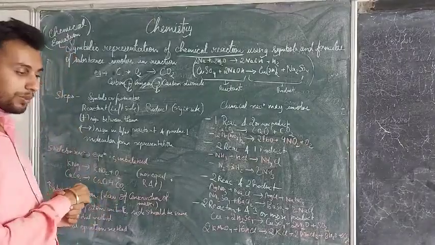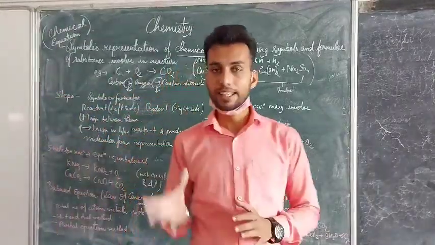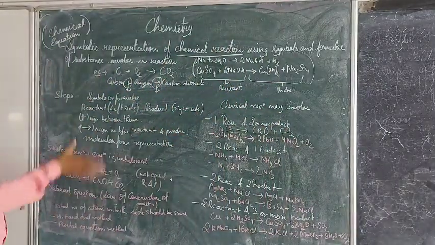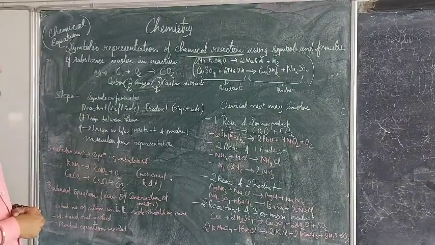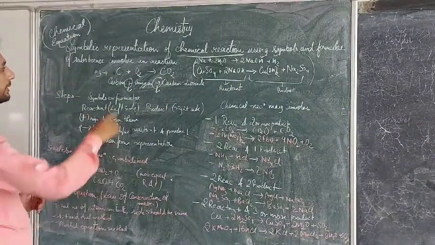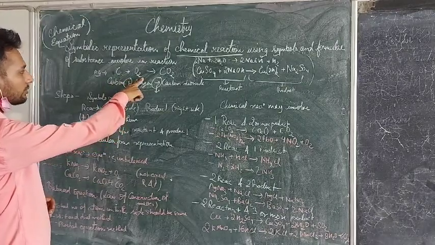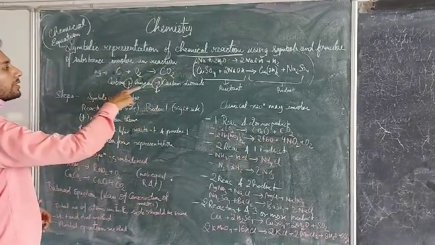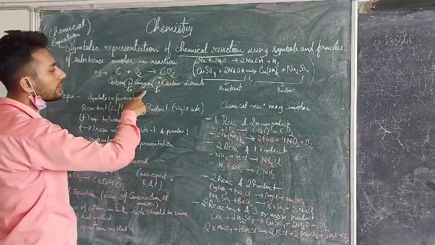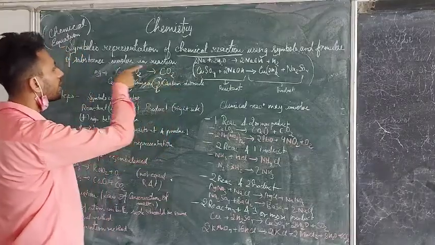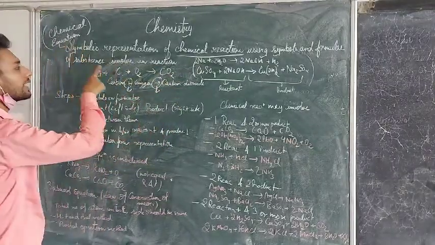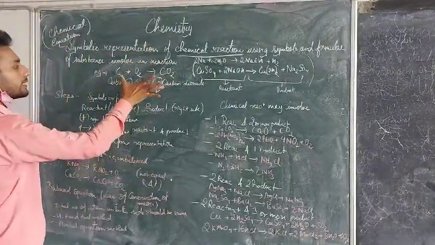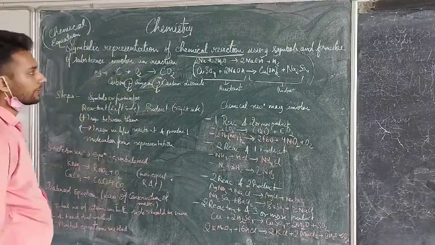So what is the chemical equation? The symbolic representation of a chemical reaction by symbols and formulas, according to the reaction taking place between them, is called a chemical equation. Now, just as an example, a carbon atom and an oxygen atom combine to form carbon dioxide. This is the equation form, where carbon and oxygen combine to form carbon dioxide. It is called the chemical equation in which carbon and oxygen atoms react to form carbon dioxide.